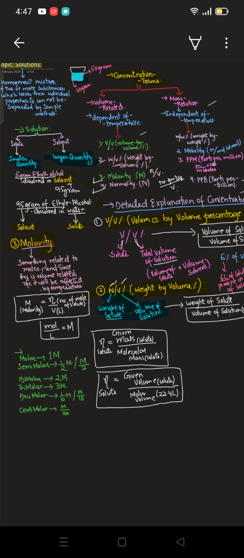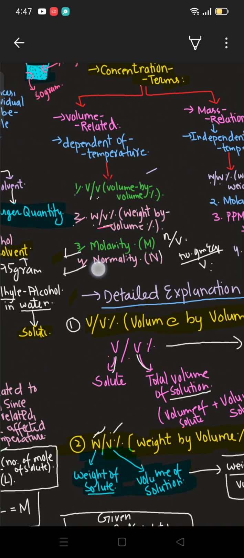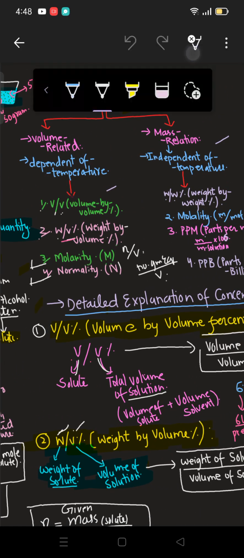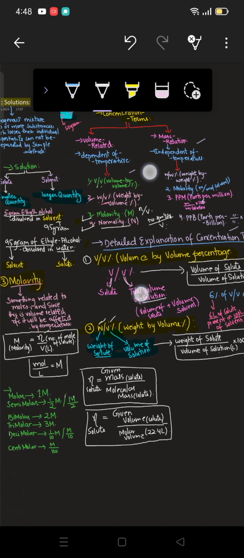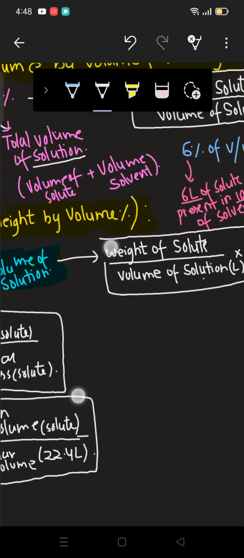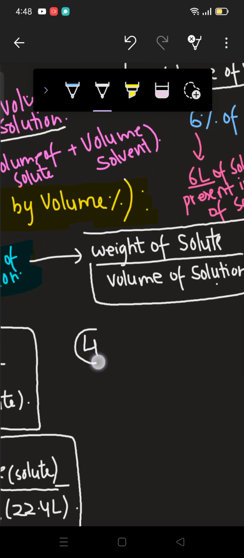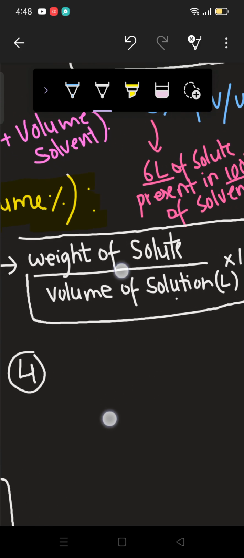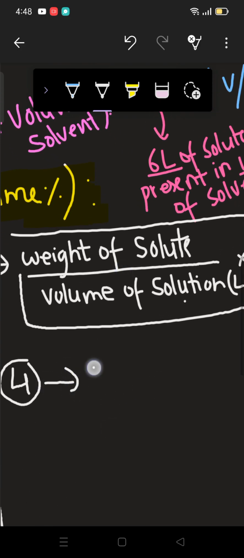So in today's video, we are going to learn our last concentration term which is related to the volume. Then we're going to move towards the concentration terms which are related to the mass. Here we are first completing the concentration terms related to the volume. So today we are going to discuss our fourth, which is of course the last concentration term related to the volume, and that is normality.